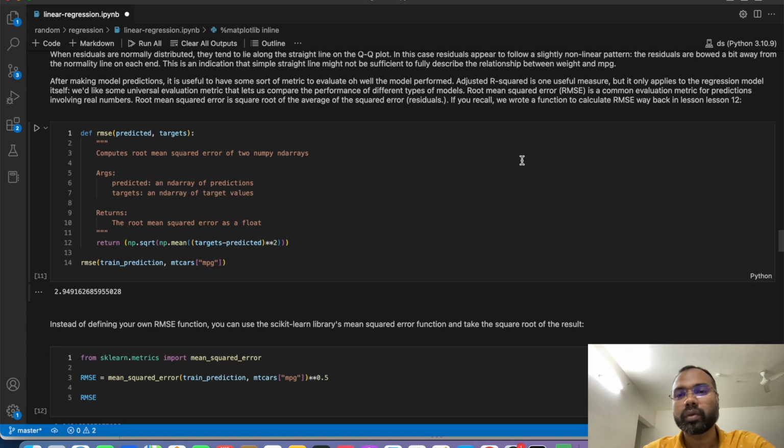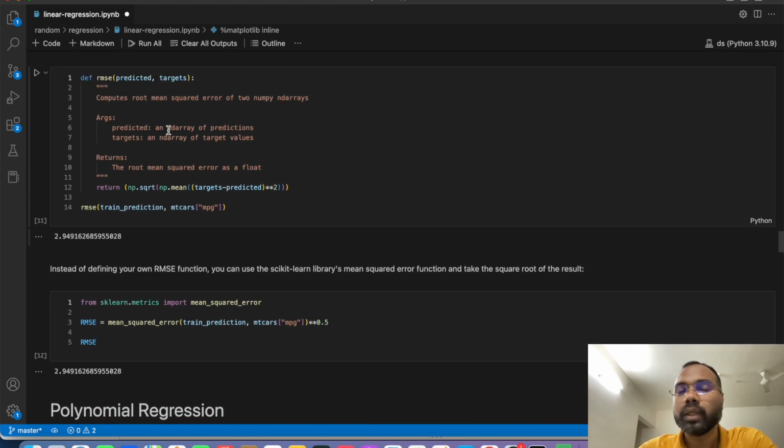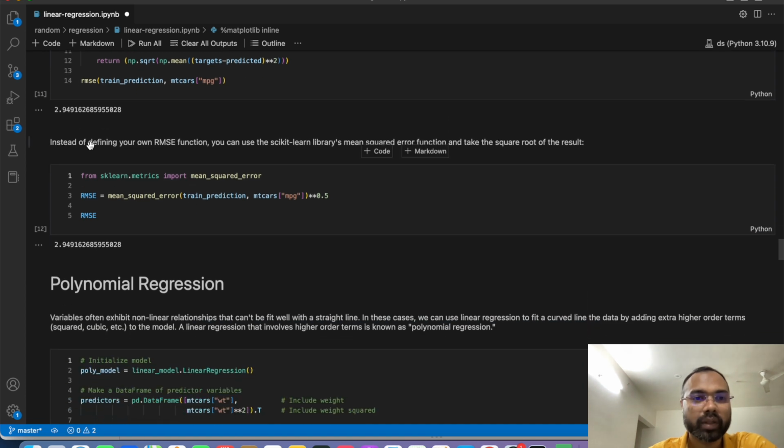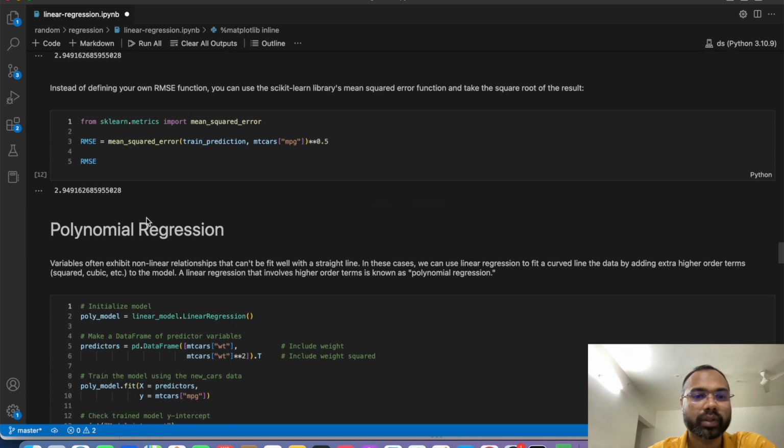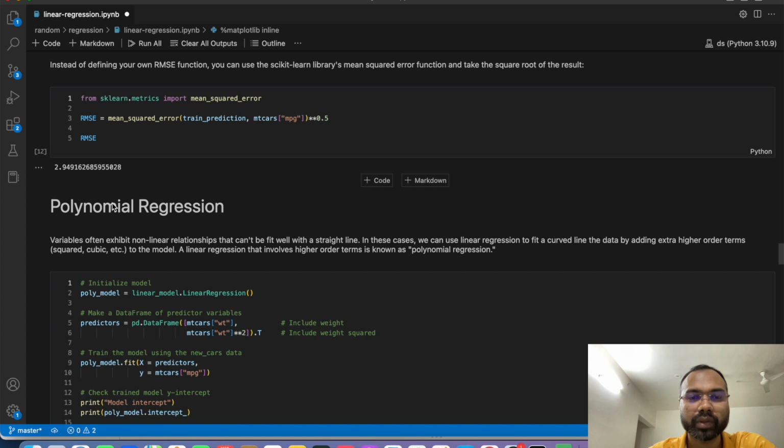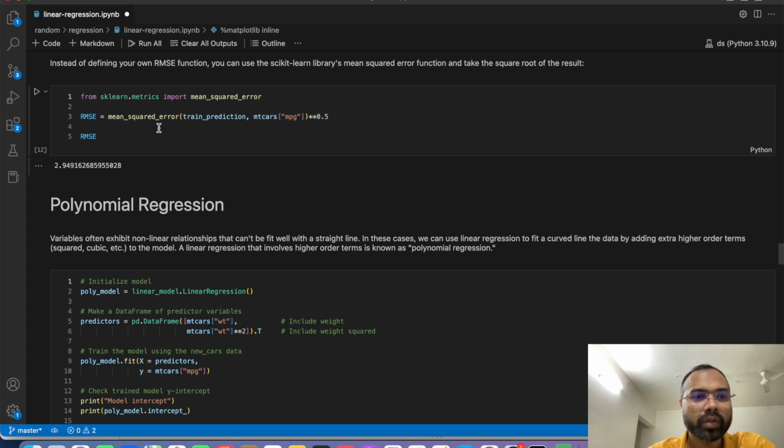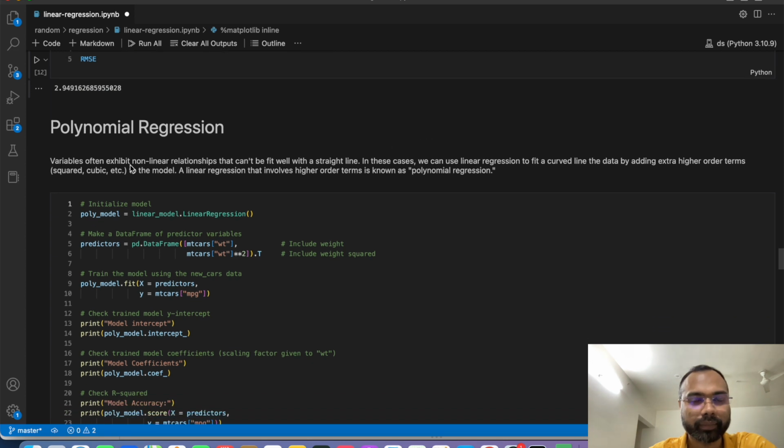If you recall, this is how we are creating the RMSE. RMSE is nothing but the square root of the mean of the square of the difference between the targets and the predicted values. Instead of defining our own RMSE, we can also use mean squared error from sklearn directly. When calculating RMSE, it comes to 2.9.